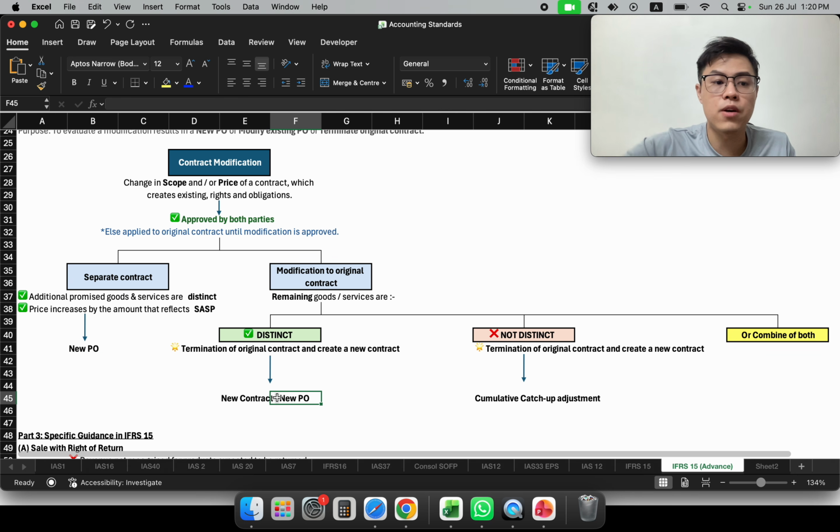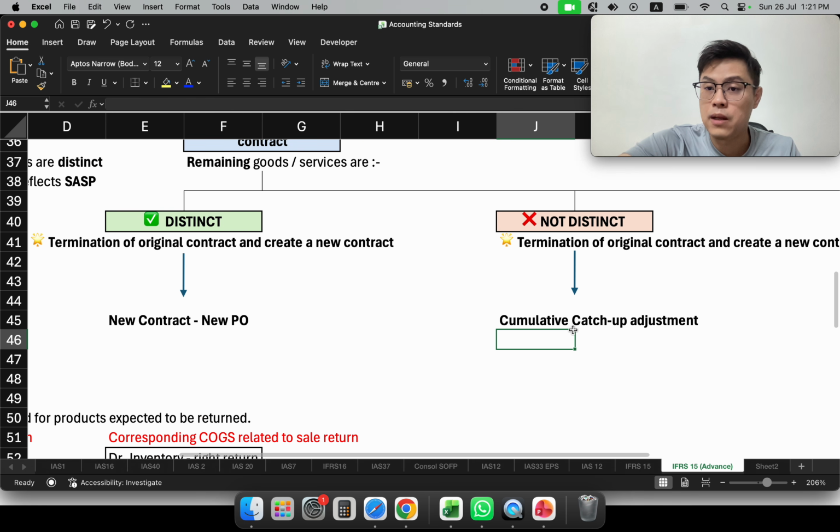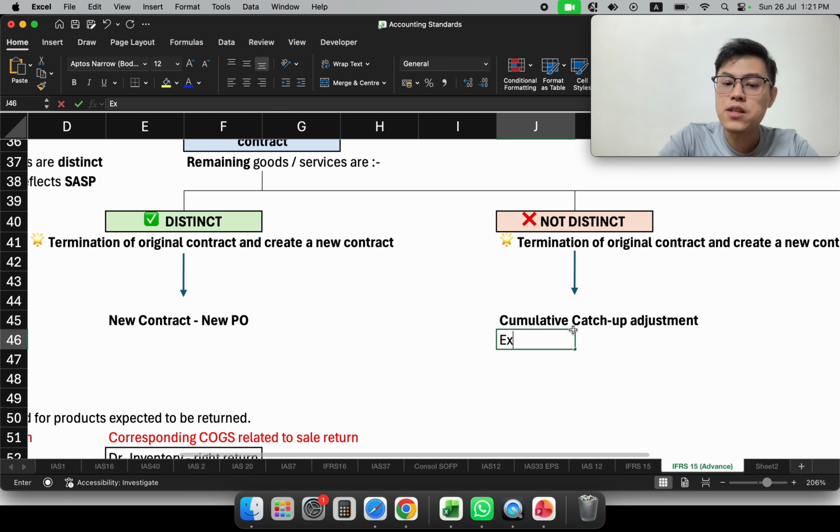The treatment of new PO is very simple. We just use the standalone selling price and evaluate it. If there's a lot of PO, you allocate the TP to each PO using the standalone price. But this cumulative catch-up approach is actually something that might be new to you if you first look at this video.